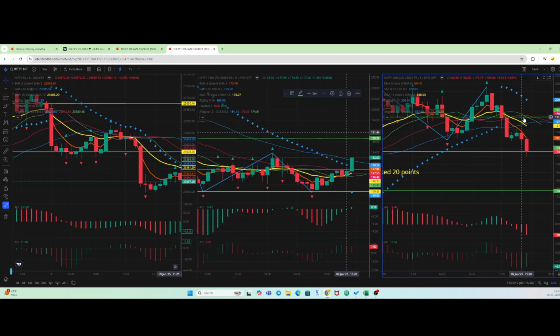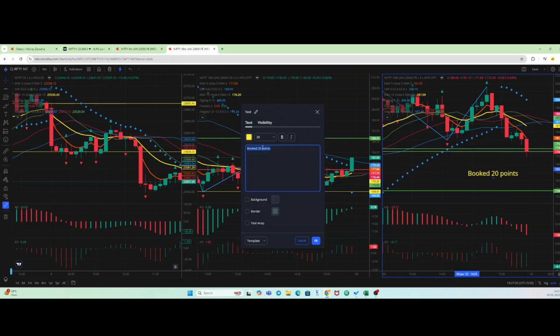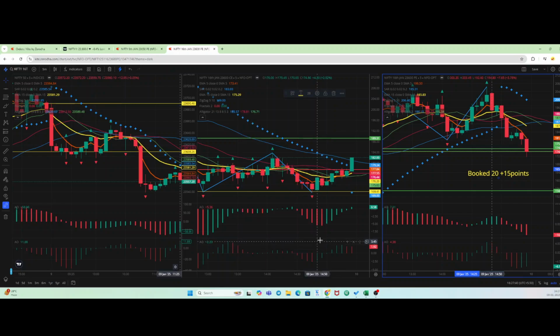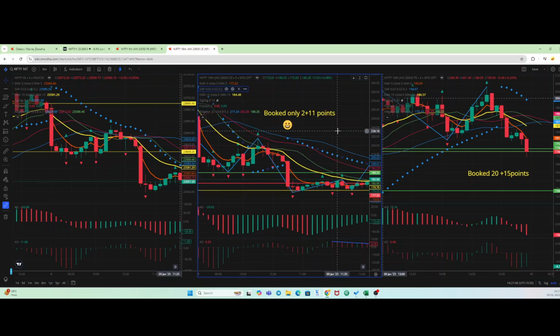So then again we entered at 191 and 174. So near about 15 points. We booked 15 points here. So 15 plus 35. On this C side we booked 35 plus 13, so 48 points.